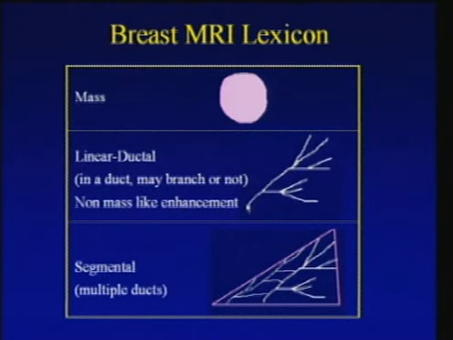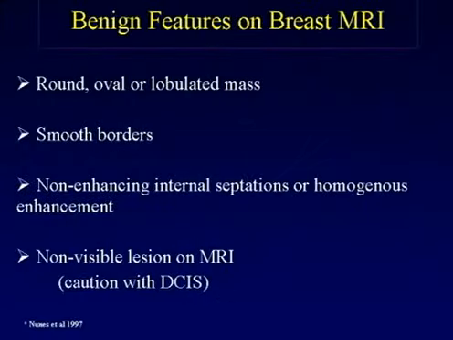Linear and ductal is going to be a line. Ductal is really going towards the nipple, and sometimes it can be branching as well. So think of these as correlating to calcifications on a mammogram. And if you have multiple areas of ductal enhancement, it's going to be in a segmental distribution.